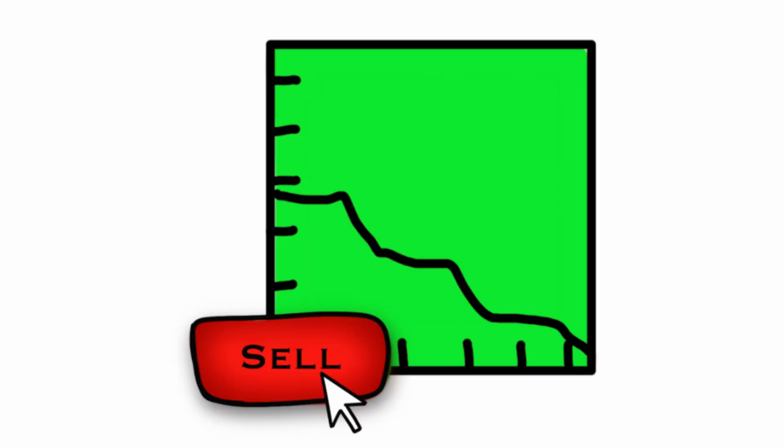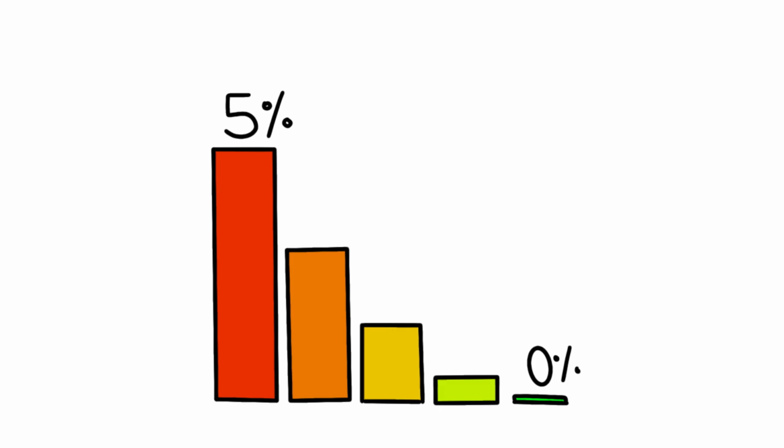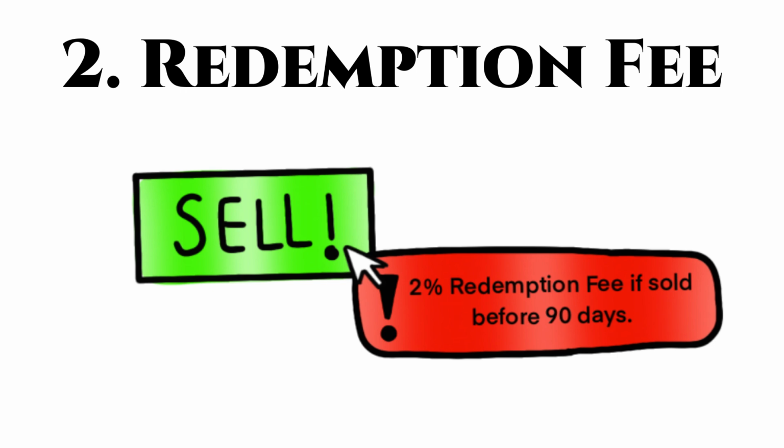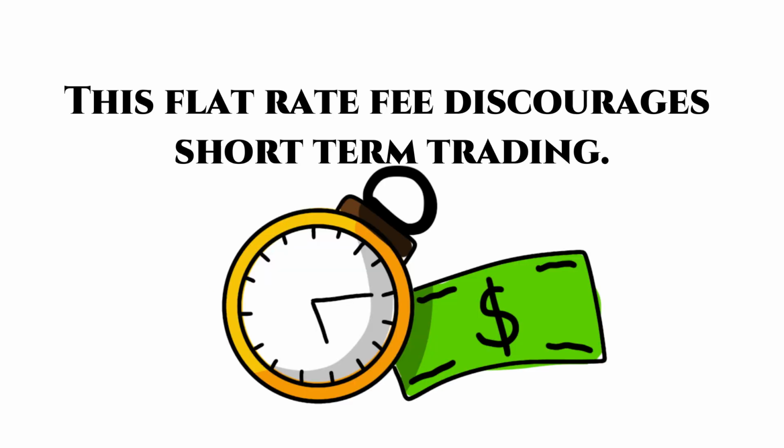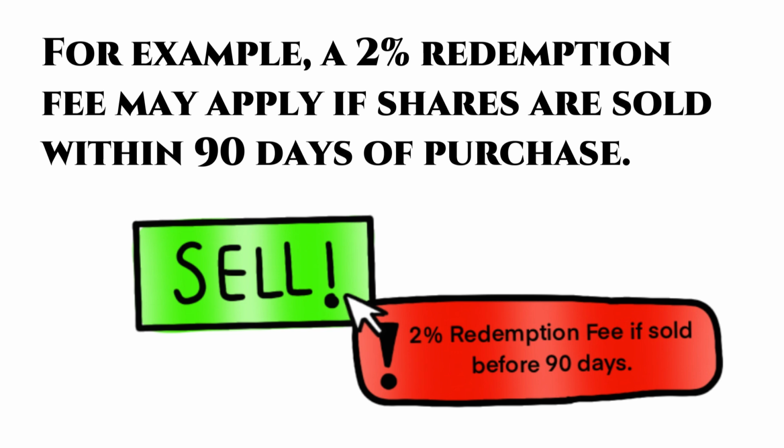This fee is paid when you sell shares. It decreases over time to encourage long-term holding. For instance, it might start at 5% if you sell within the first year and decrease to 0% after 5 years. Second, we have redemption fee. This fee is charged when you sell or redeem mutual fund shares. This flat rate fee discourages short-term trading. For example, a 2% redemption fee may apply if the shares are sold within 90 days of purchase.